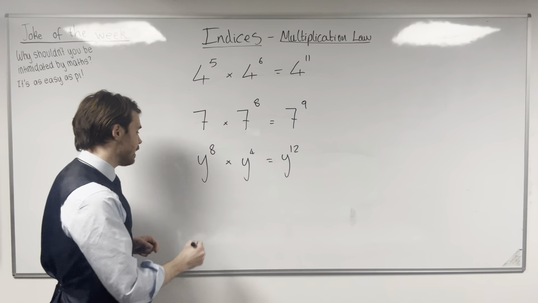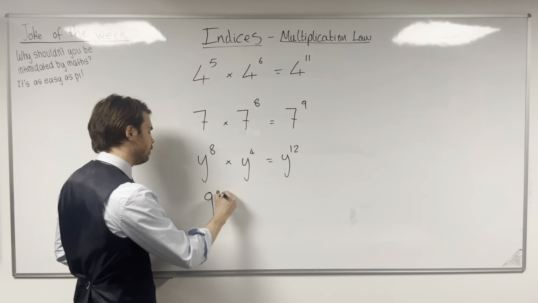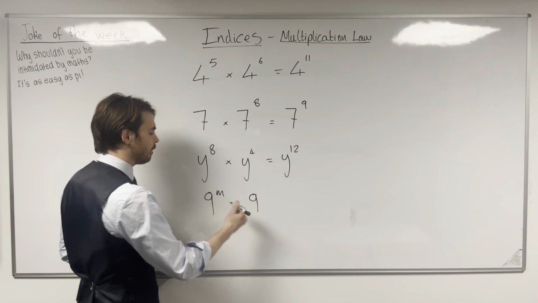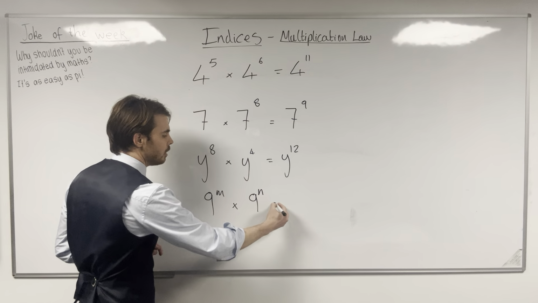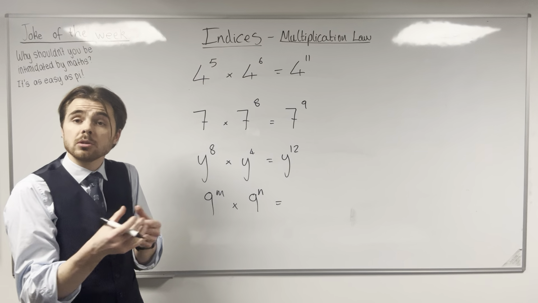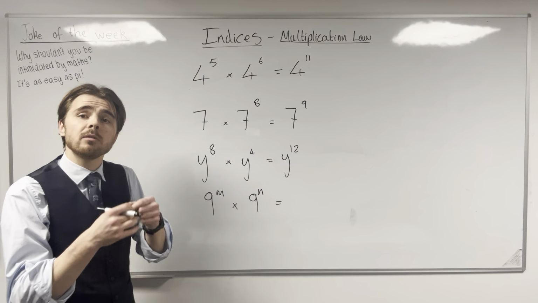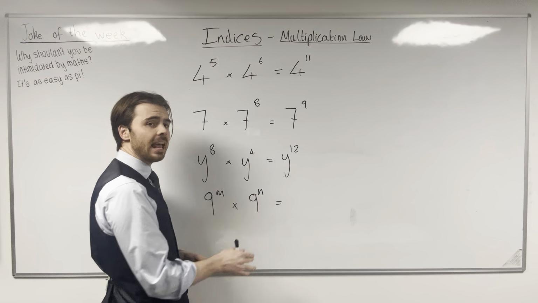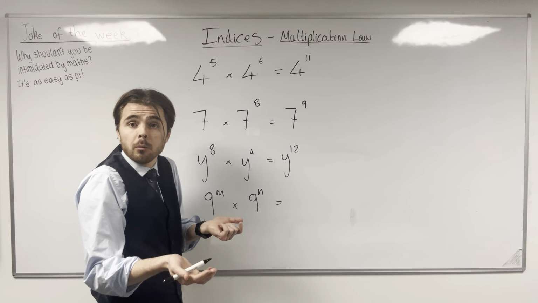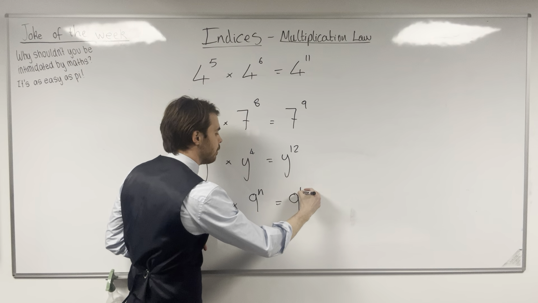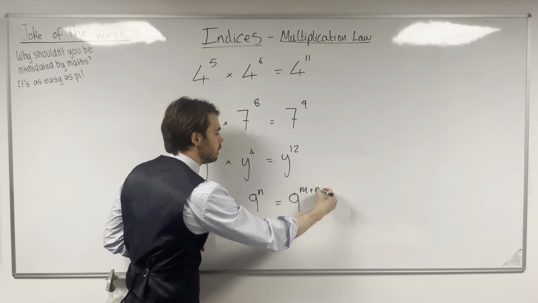Final one is, what if we had some letters? I've got 9 to the power of m, and I've got 9 to the power of n. So here, you do the same thing. You add the powers, but we write this algebraically. So what is m plus n? Well, we don't know. We don't know what it could be, so we just write it. So we have 9 to the power of m plus n.